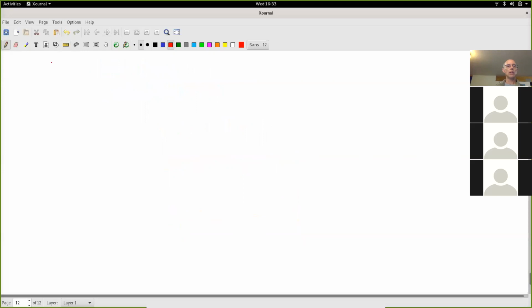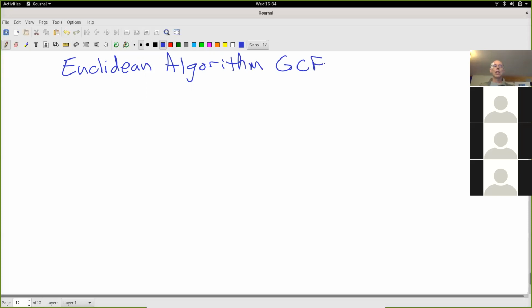All right, last but not least, the next thing we're going to take a look at is what's called the Euclidean algorithm for finding a greatest common factor. And it just involves repeated division. And we've done algorithms before that involve some repeated division.